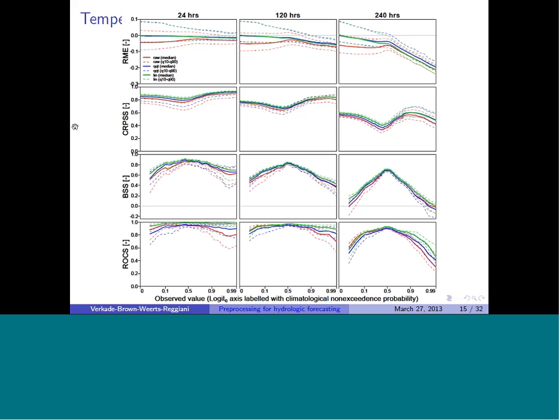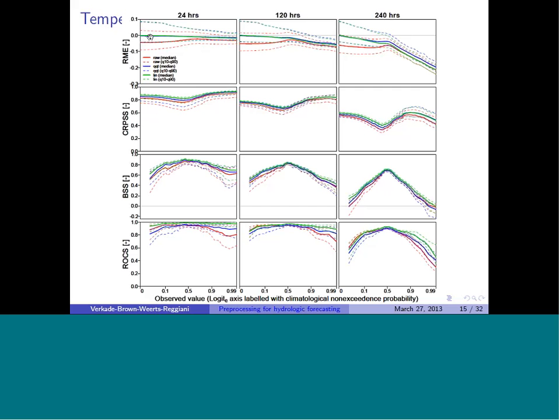So here are some of the first results, which pertain to temperature. These are temperature forecasts at a number of lead times. So we look at 24 hours ahead, 120 hours ahead, and 240 hours ahead, 1, 5, and 10 days ahead. These are the different metrics: the relative mean error, the continuous rank probability skill score, the Brier skill score, and the relative operating characteristic score. I hope you can see that there are a couple of colors used. The red lines are the lines for the uncorrected, the raw forecasts. The blue lines, which are hidden behind the green line here, are the unconditional quantile-to-quantile transformed post-processed forecasts, with the green line being the Gaussian linear regression post-processed forecasts.